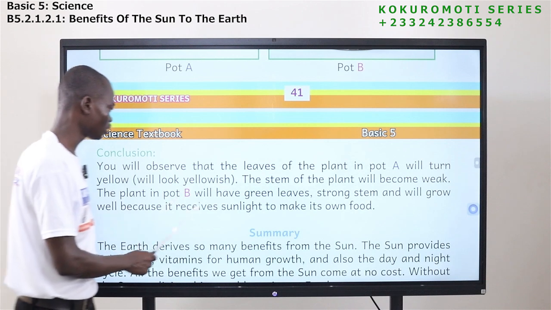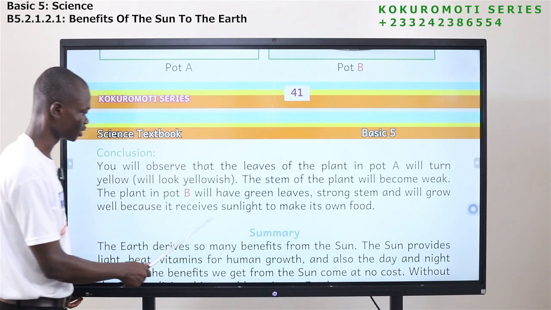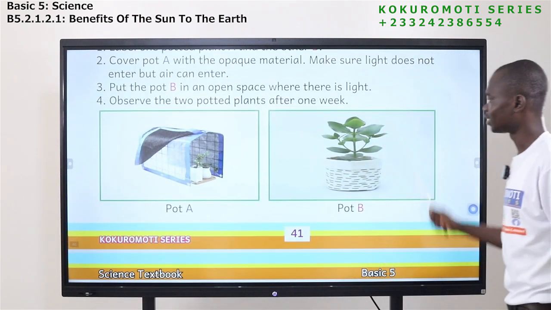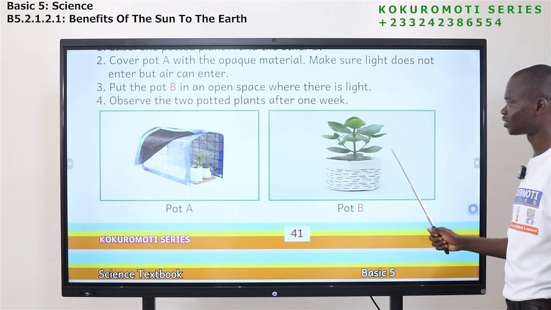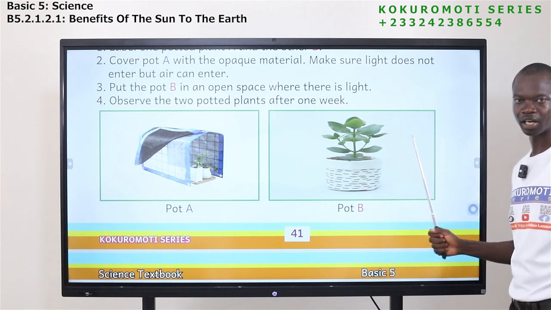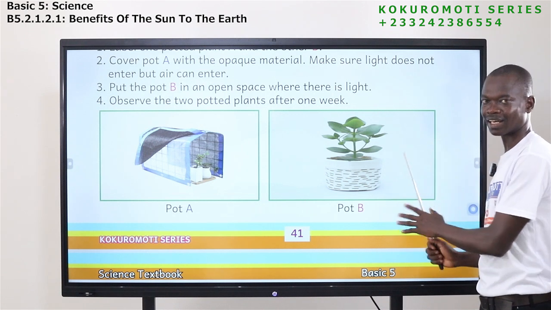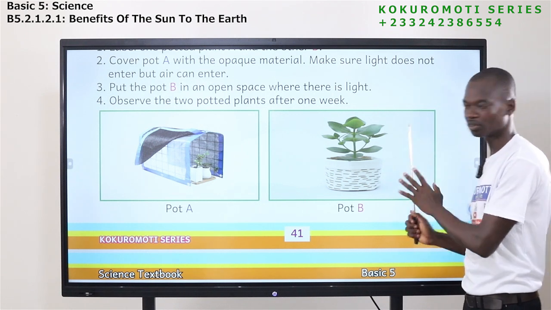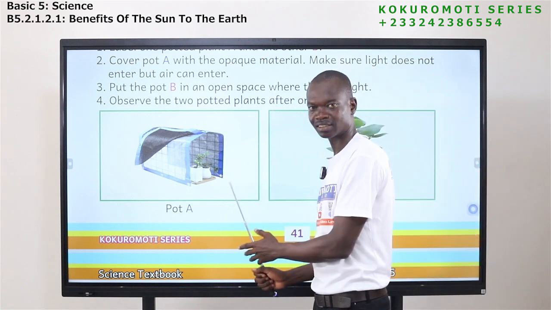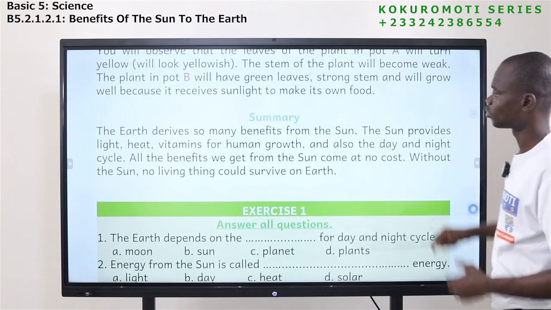The plant in pot B will have green leaves, strong stems, and will grow well because it receives sunlight to make its own food. You see, this one, it has access to receive sunlight. There is water in the soil and air is also around. So all the things that it needs to prepare its food, it has. So this one will grow well, but this one will not grow well because it doesn't have what? Sunlight.